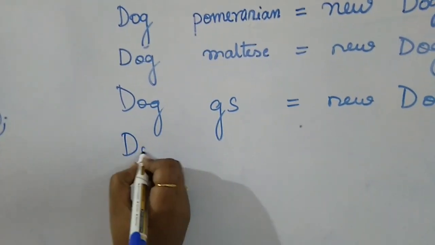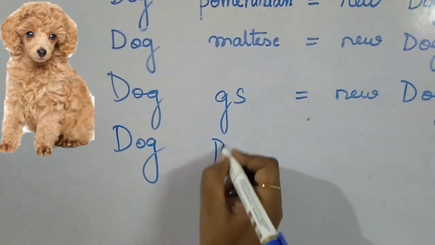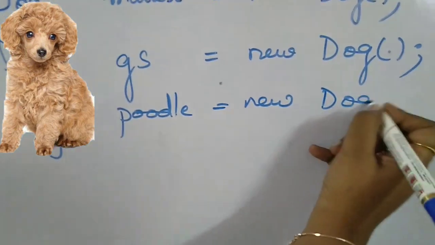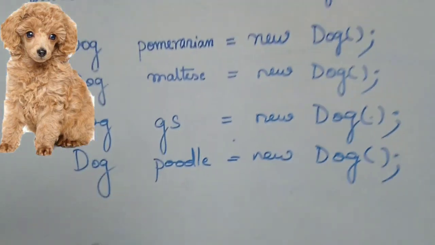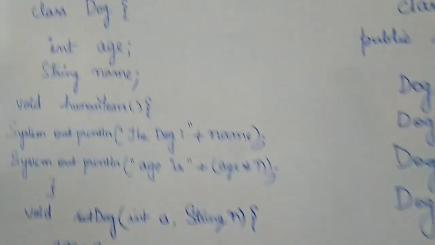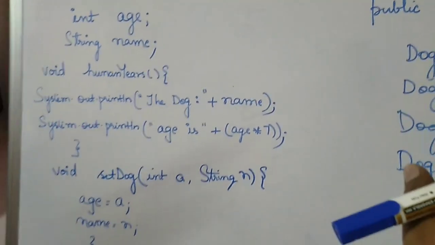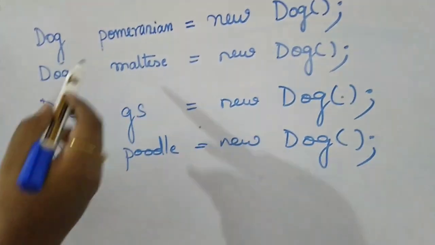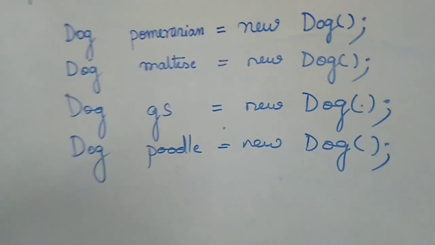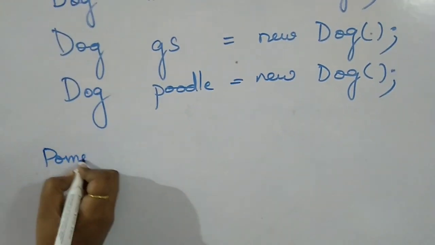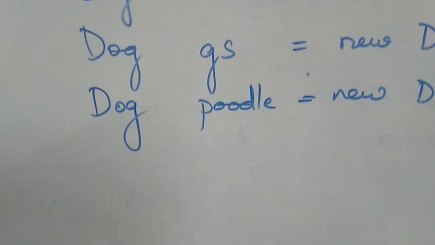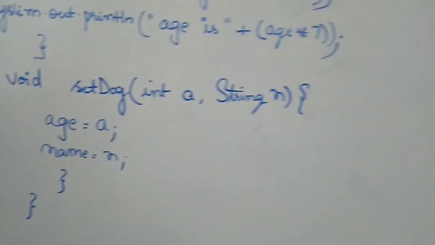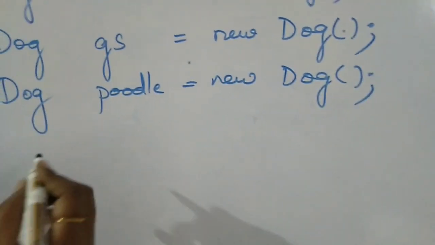We'll create one more object. So I'm saying dog poodle is equal to new dog. So I have created 4 dogs from the blueprint, and each and every object will have its own age and name. For example, we'll call the set dog method for Pomeranian. I'll show you how to set the values for the Pomeranian.